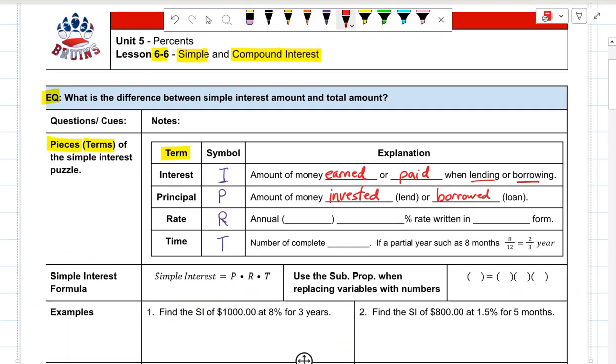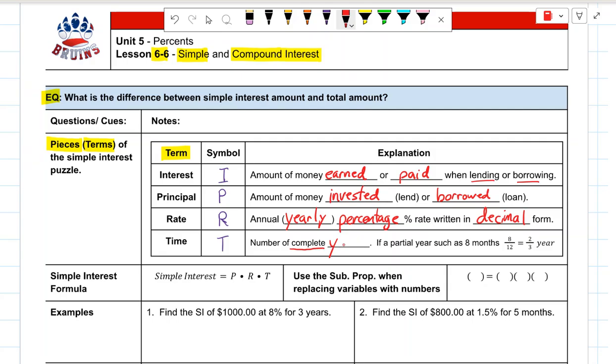The rate is a capital R, and that is the annual, annual means yearly, percentage rate written in decimal form. Remember how to do that? You take your percentage and divide it by 100 to make it into a decimal. And finally, the time is T, and it's the number of complete years.